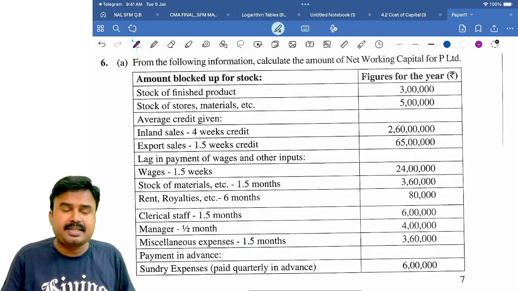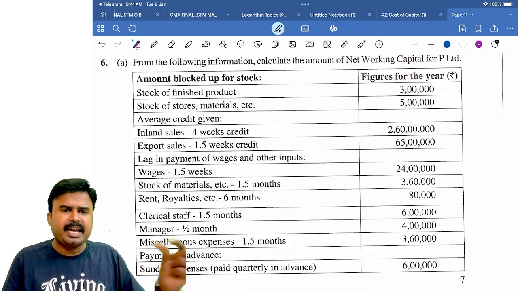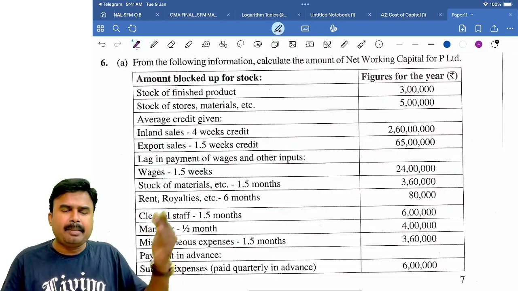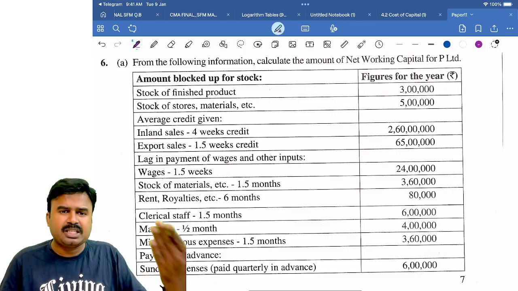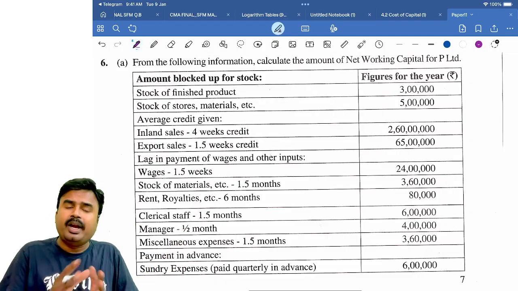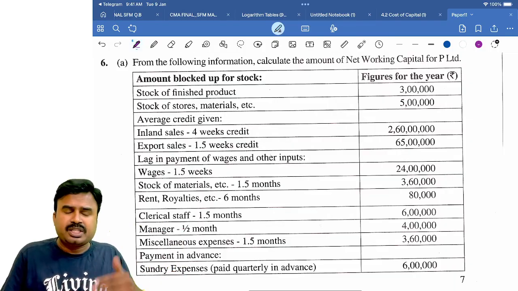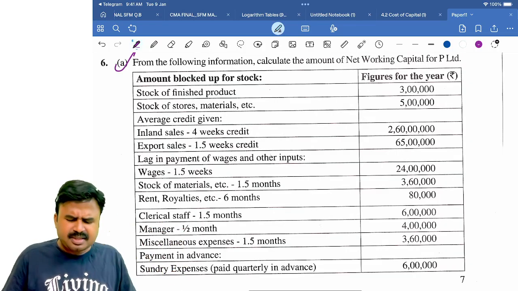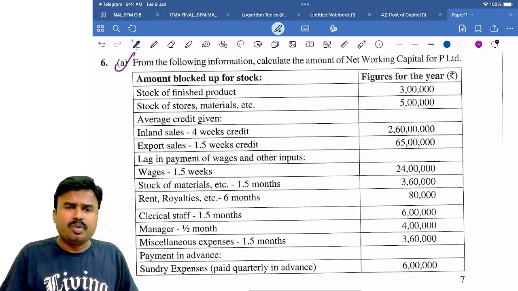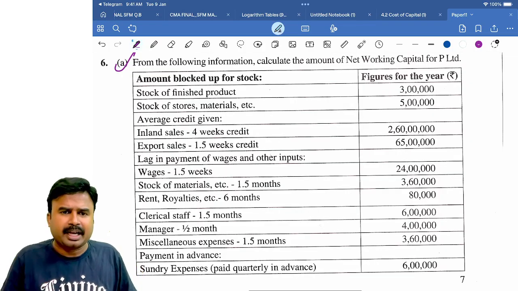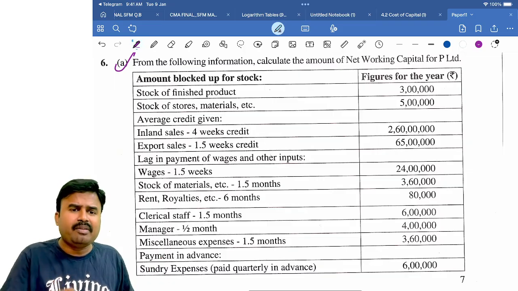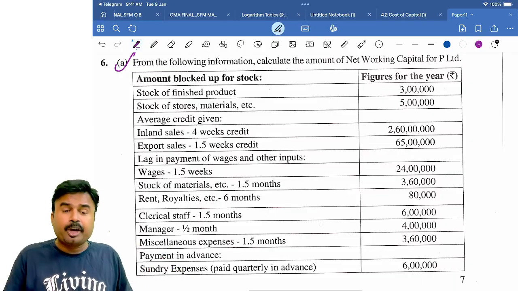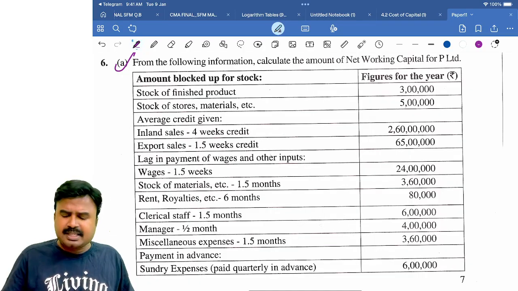I told you already, in 6A they're always asking one question from working capital estimate. From working capital management, 6A always comes from which concept? Working capital estimate calculation. Simply, if you're good at estimating the working capital requirement, this is the question. It is a simple question, but some points were given in an ambiguous way. Students are not able to identify the cost of production and the cost of sales. Those terms were not clearly available in this question. But if you are good at identifying those points, you can easily attempt this question.